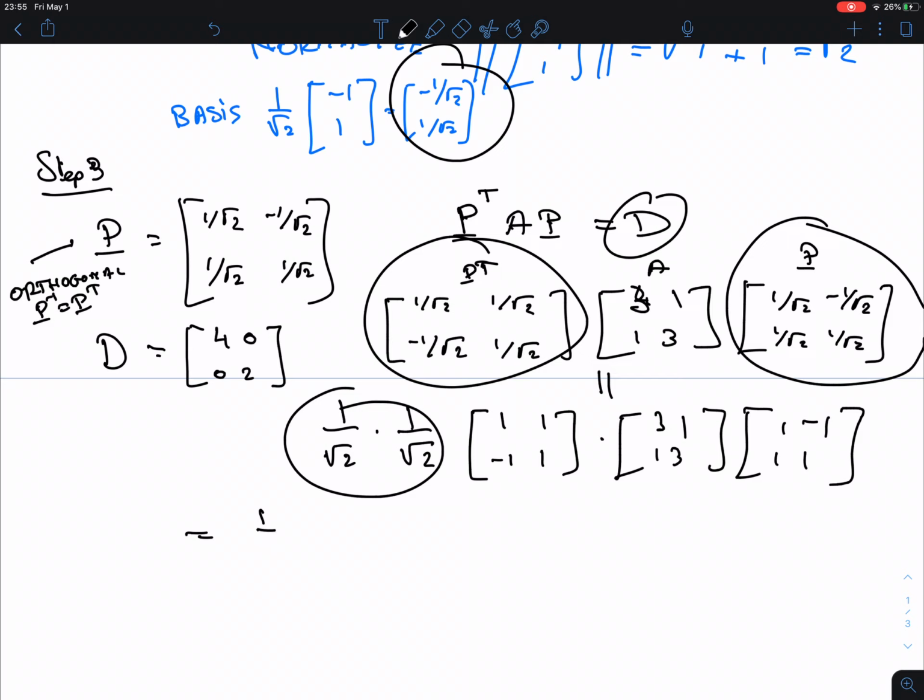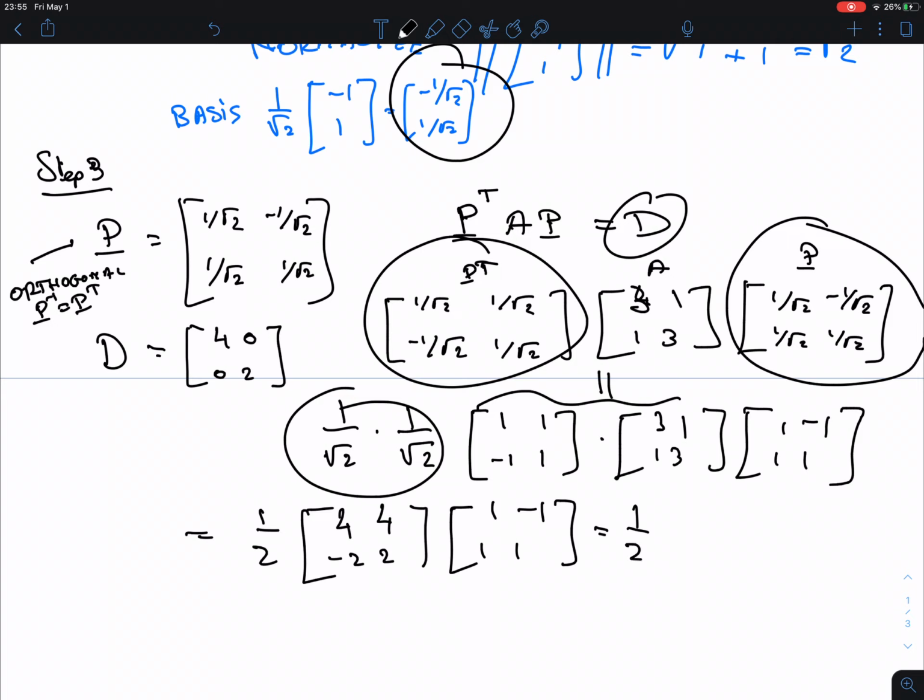Now, this is a half. So let's calculate the first two together here. A 3 plus 1 is 4. I'm doing the rows first. Then a 1 plus 3 is 4, second row. Minus 1 plus 1, that is minus 2. Minus 1 plus 3 is 2. Right? Yeah, okay. And now I have to multiply by 1, minus 1, 1, 1.